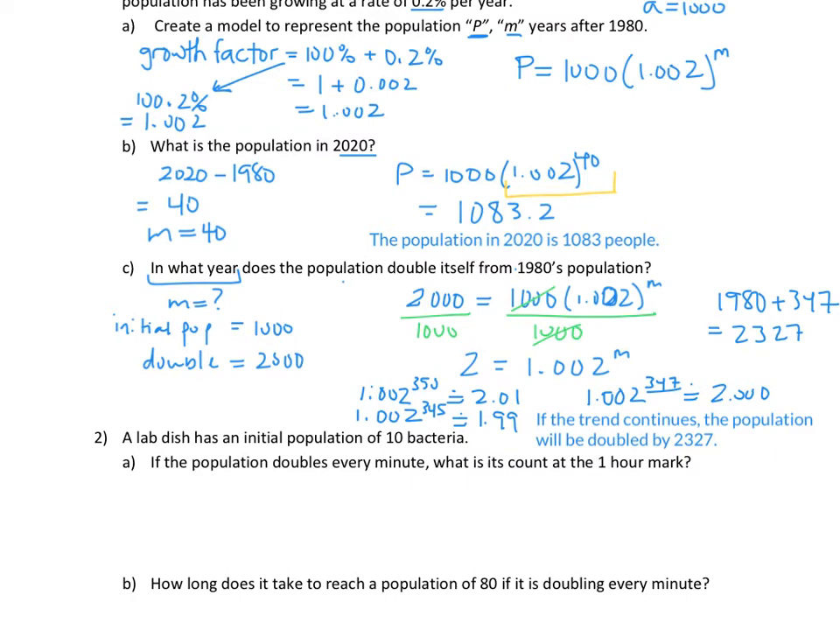A lab dish has an initial population of 10 bacteria. So we're starting with 10. So that's our A value here. If the population doubles every minute, what is its count at the 1 hour mark?